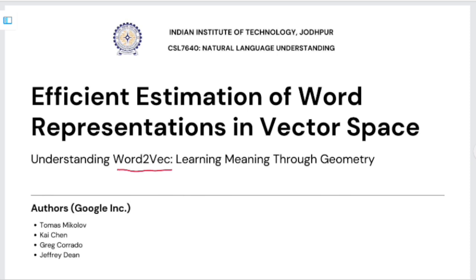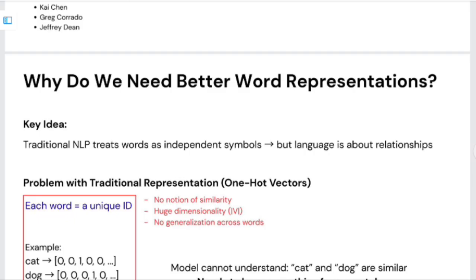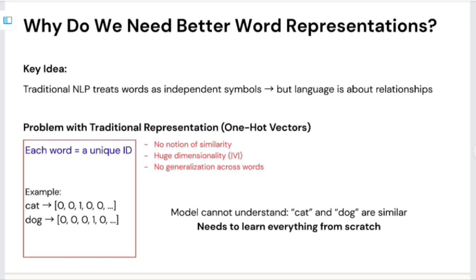By the end of this talk, I want you to understand not just what this model does, but why it works and why something very simple ended up being so powerful. Let's start with a very basic question. How do we represent words in the first place, and why do we need a better word representation?